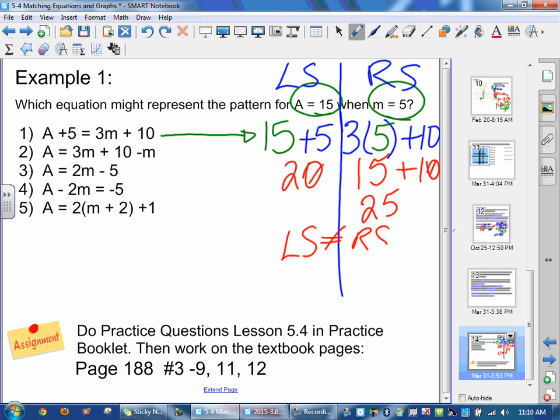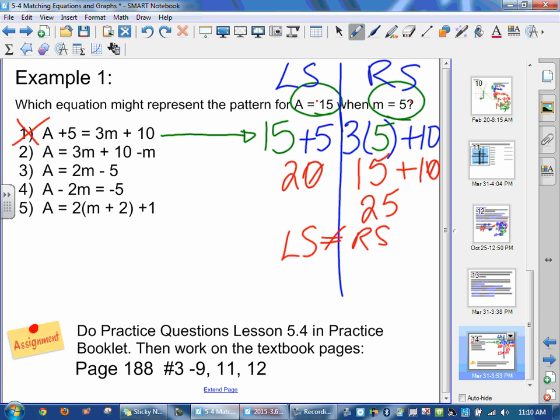I want you guys to take equations 2, 3, 4, 5 and do the exact same thing I did. Put the 5 where the m sits and put the 15 where the a sits, and try and see if the left side equals the right side. I'll give you a couple minutes to do it, and then I'll put the answers up there.